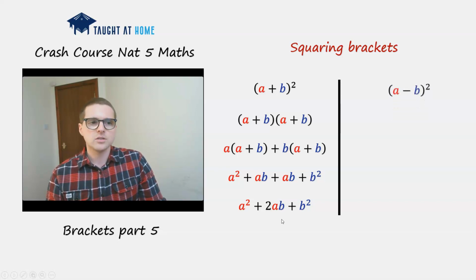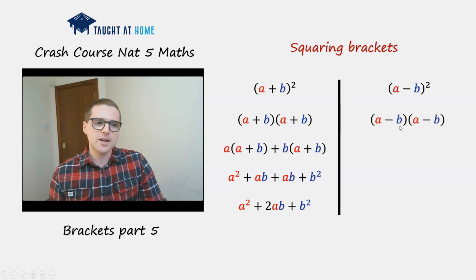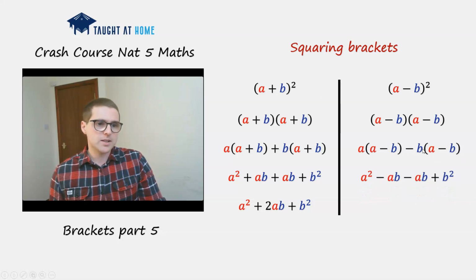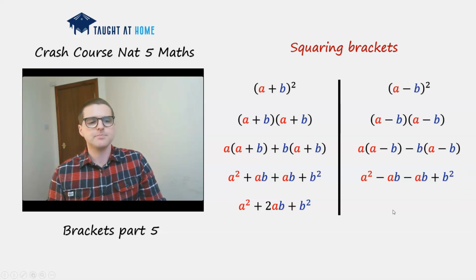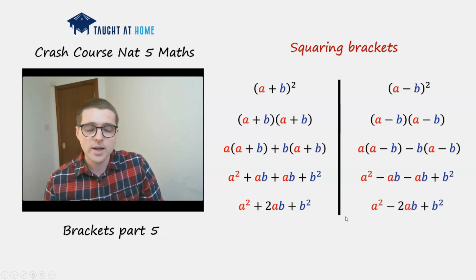Now let's have another pair of brackets. This time it's the same, but we have minus b in the brackets, and that's all been squared. And we can go through this process as well. A minus b times a minus b, so that's a times a minus b, minus b times a minus b. So we have a squared minus ab, minus ab, plus b squared, because minus b times minus b is positive b squared. And what we get is a squared minus 2ab plus b squared.